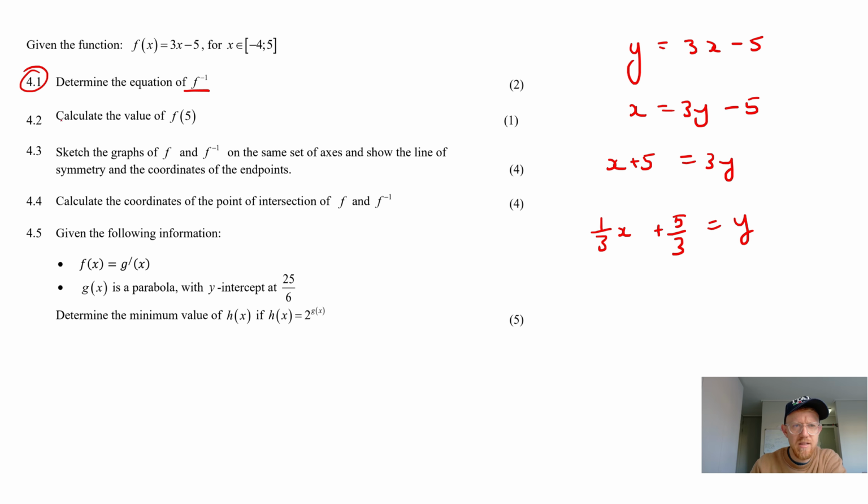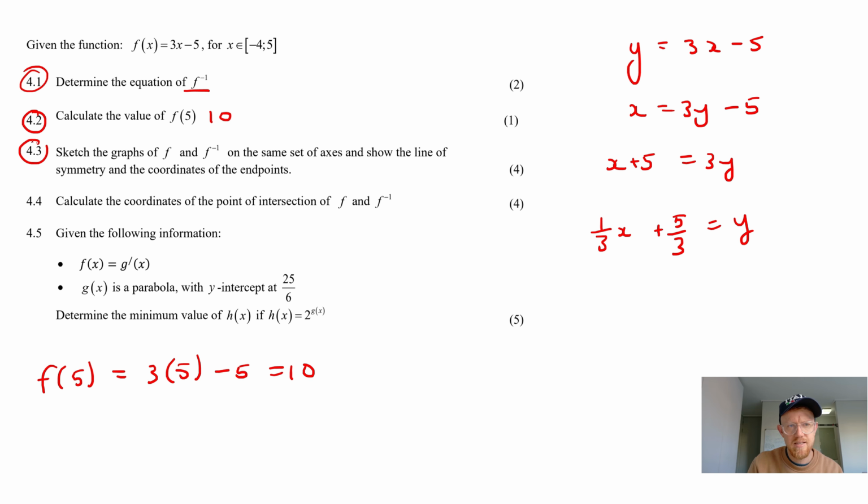Now it says calculate the value of f inverse of 5. So that's literally just plugging in x is 5 into that equation. So that's easy. I'm very suspicious what's going on here. Okay, so that's going to be 10.